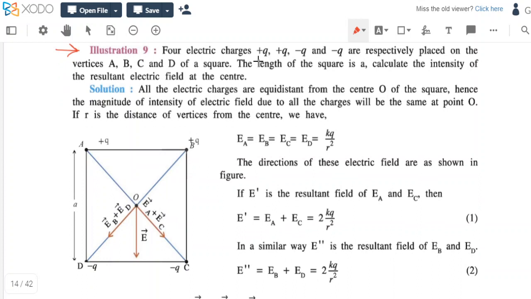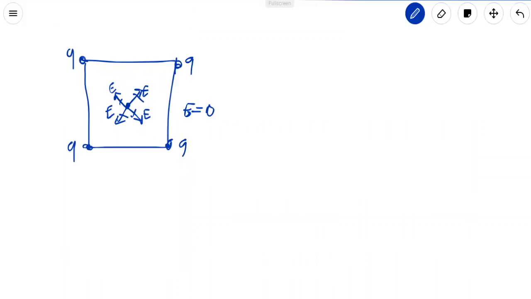Four electric charges plus q, plus q, minus q, minus q are respectively placed on the vertices A, B, C, D of the square here, positive, negative, minus q. So these are the 4 charges. The side of the square is a, and they ask to calculate the intensity of the resultant electric field. Now we have to find the resultant electric field. So let us be quick and solve the illustration.